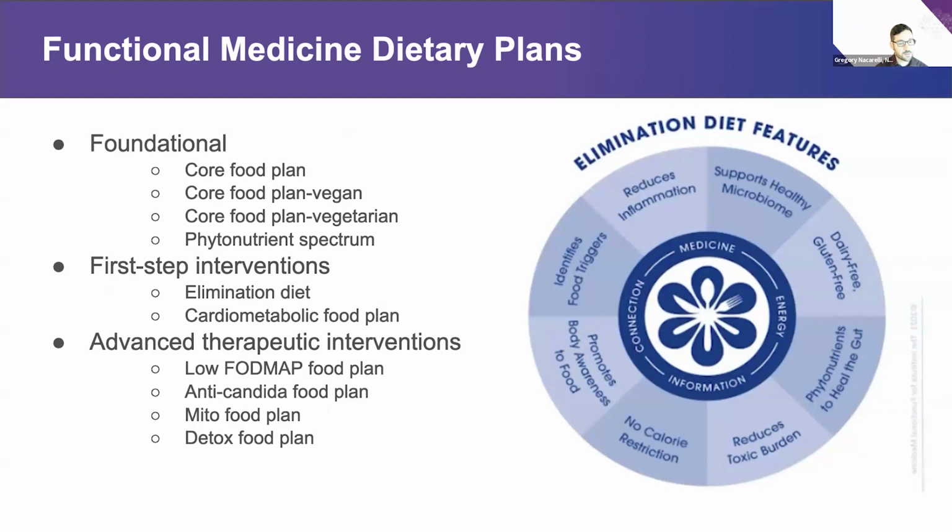And then there's more advanced therapeutic interventions. So there's a low FODMAP food plan for people with possibly SIBO or FODMAP sensitivity, the anti-candida food plan for individuals with candida overgrowth, mito food plan for mitochondrial function, and then there's the detox food plan for optimizing detox.